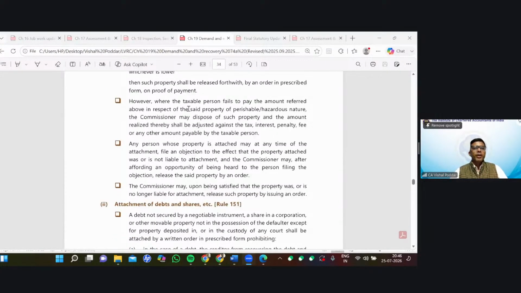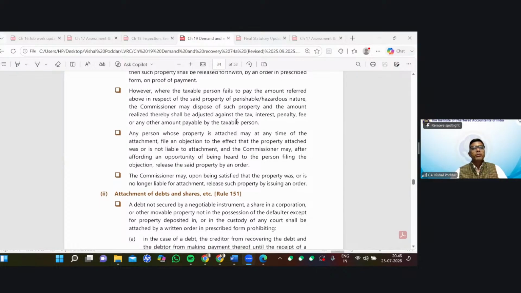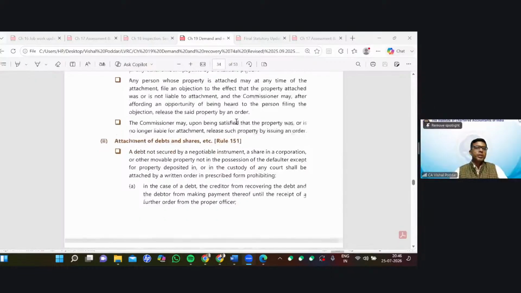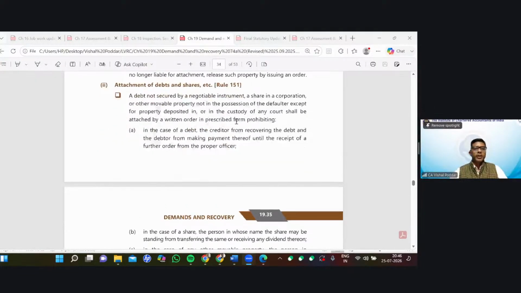However, where the taxable person fails to pay the amount referred above in respect of the said hazardous or perishable property, the commissioner may dispose of the property to recover the amount. So this is, students, the important point relating to provisional attachment of properties.